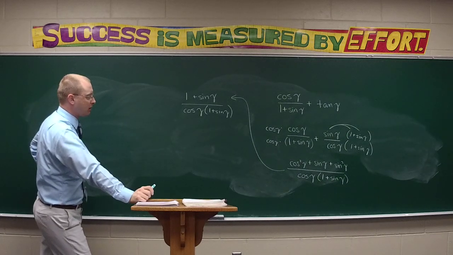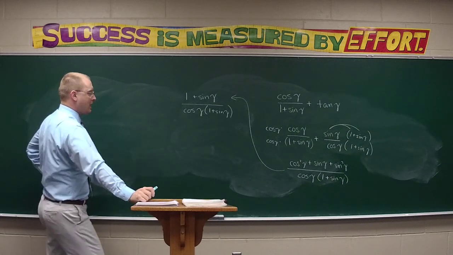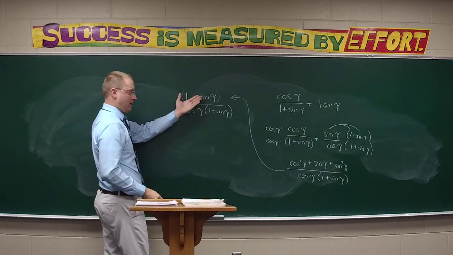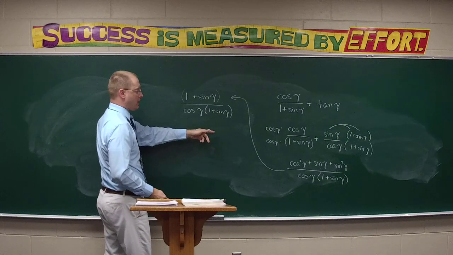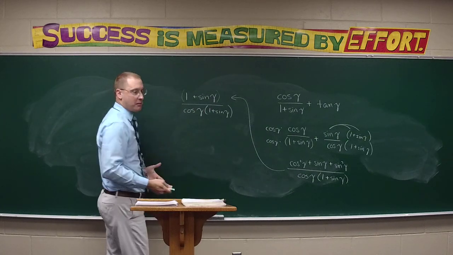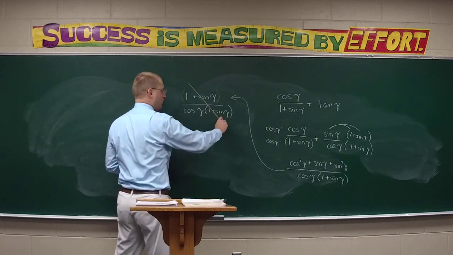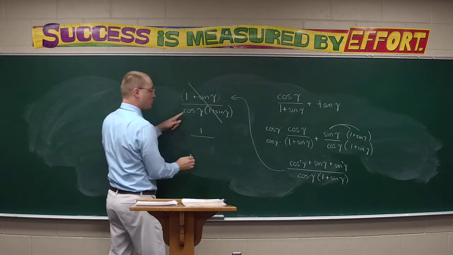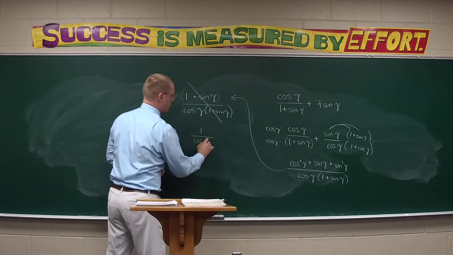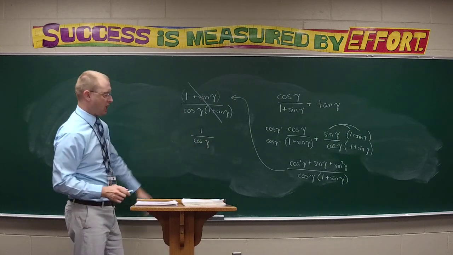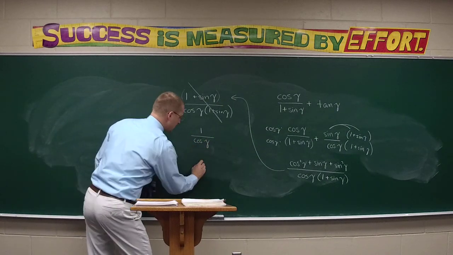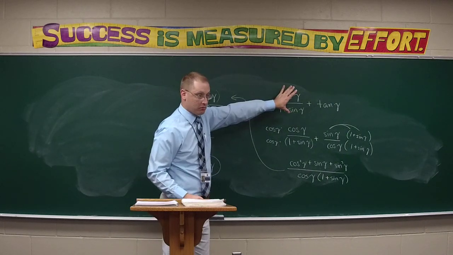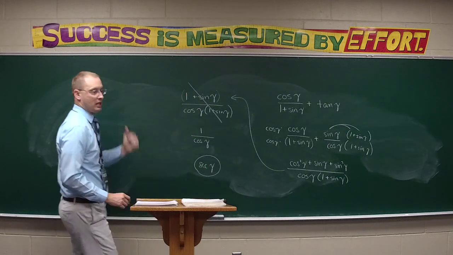Thoughts? Cancel the 1 plus sine. Yeah, this fraction bar is a grouping symbol, so it's as if this is grouped as a quantity, because it is, and this is grouped as a quantity, and a 1 plus sine on the top and a 1 plus sine on the bottom cancel. So I'm left with 1 over cosine gamma, and, well, what's 1 over cosine? Secant of gamma. All of that could just become secant of gamma.